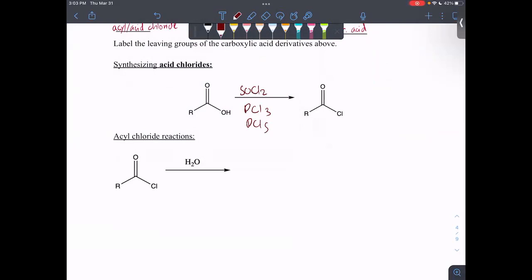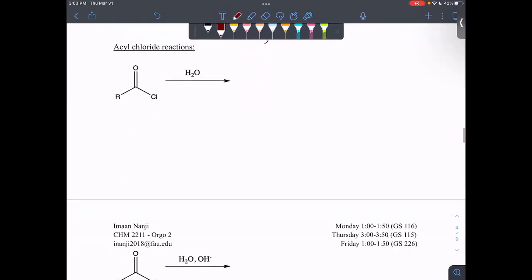So this is going to be the basis for most of the transformations between the derivatives, because the acyl halide is the most reactive carboxylic acid derivative. A carboxylic acid is not that reactive, so you want to turn it into an acyl chloride before you turn it into something else, so you can do the reaction much more easily. So starting from an acid chloride, you can go to basically every single carboxylic acid derivative.